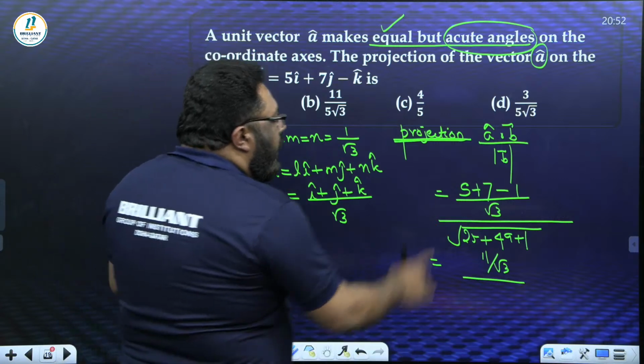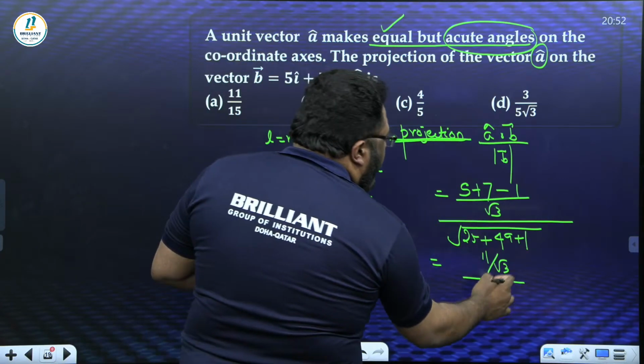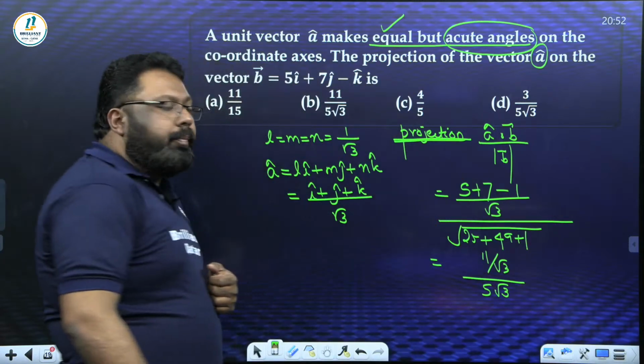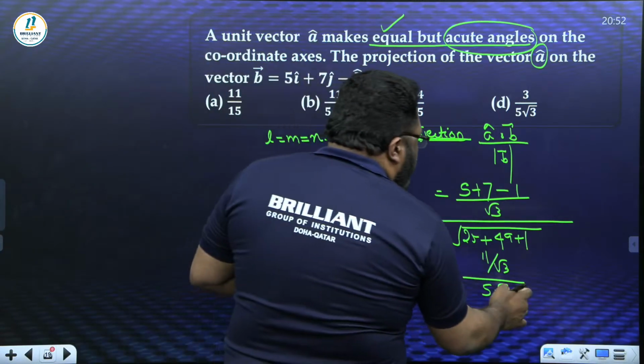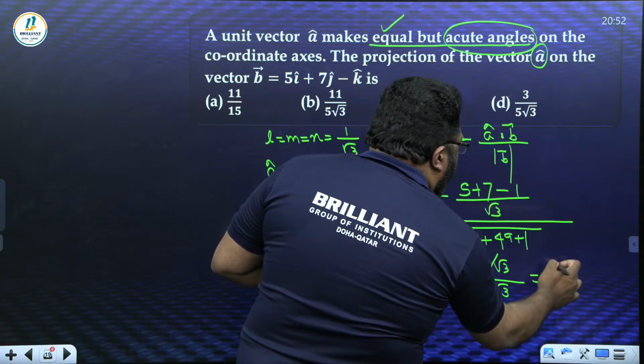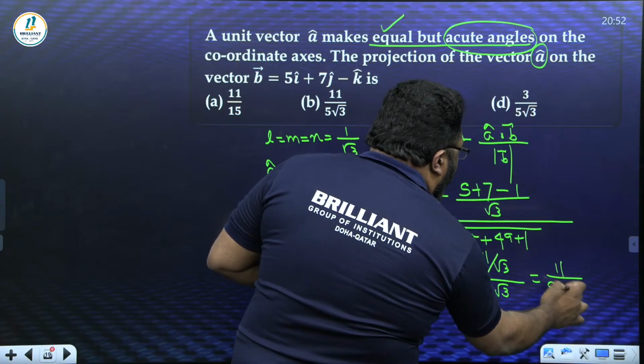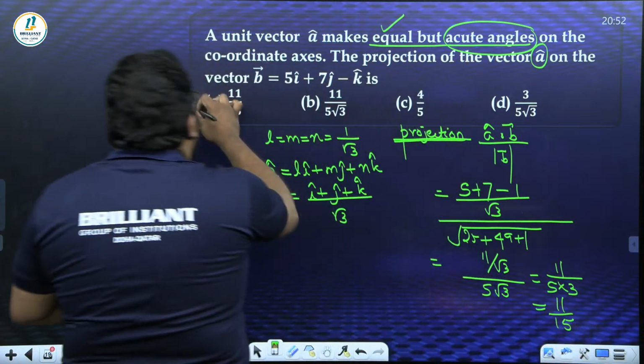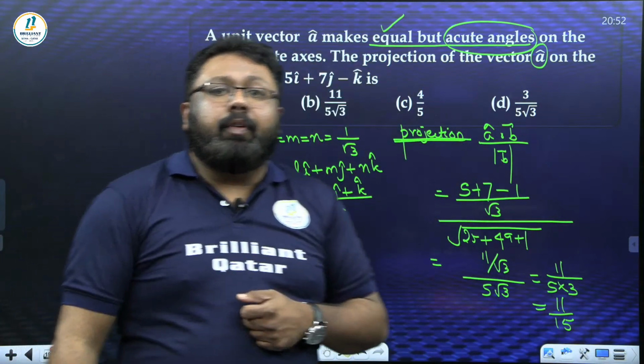We are getting 11 here, 25 plus 50 is 75, square root of 75 is 5 root 3. So root 3 combines as 3, 5 into 3, and the answer is 11 by 15. Option A, 11 by 15.